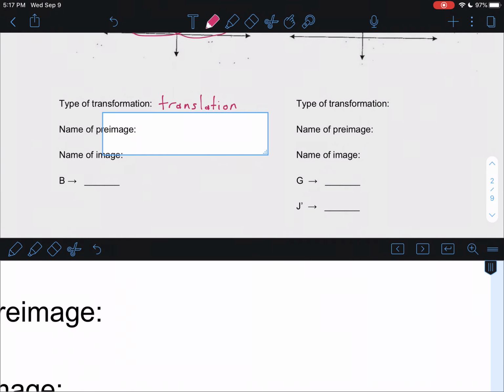But in geometry, we learned about how to name an angle. If you have an angle, you put the little angle symbol in front of it. If we're talking about a triangle, we put a triangle in front of it, and we say triangle ABC. And that is telling me that it's ABC, and it's a triangle.